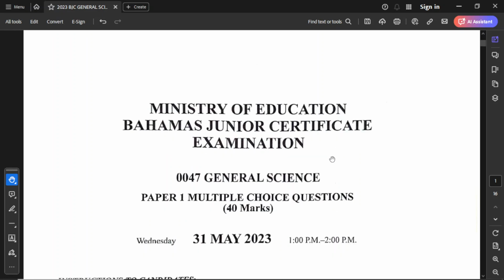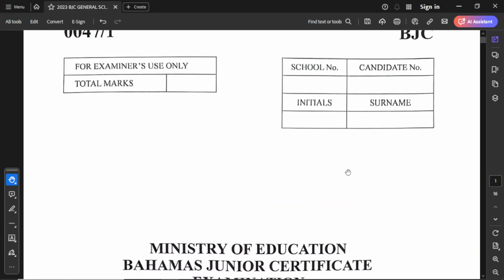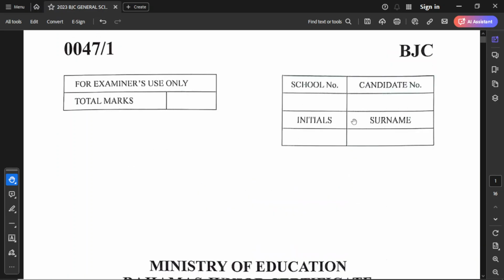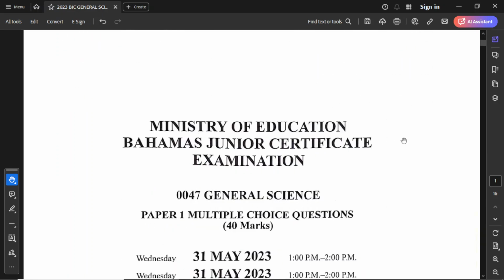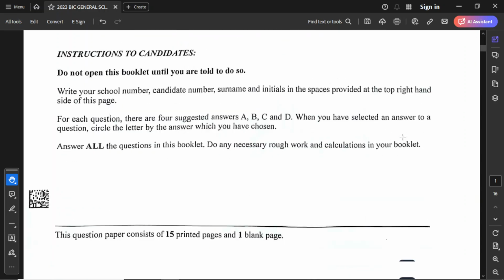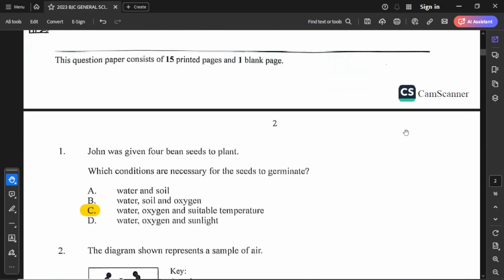Now today we'll look at this 2023 BJC General Science Pass paper. It's a paper one. Please remember, before you start this examination, you write your school number, candidate number, initials, and surname. Also, please read through the instructions carefully to ensure they understand each instruction. Let's jump to question number one.